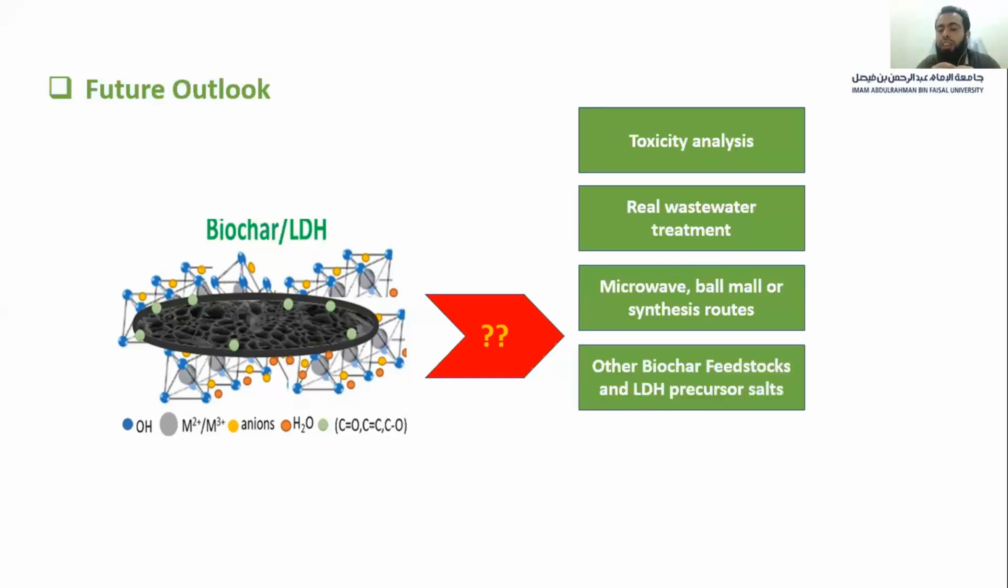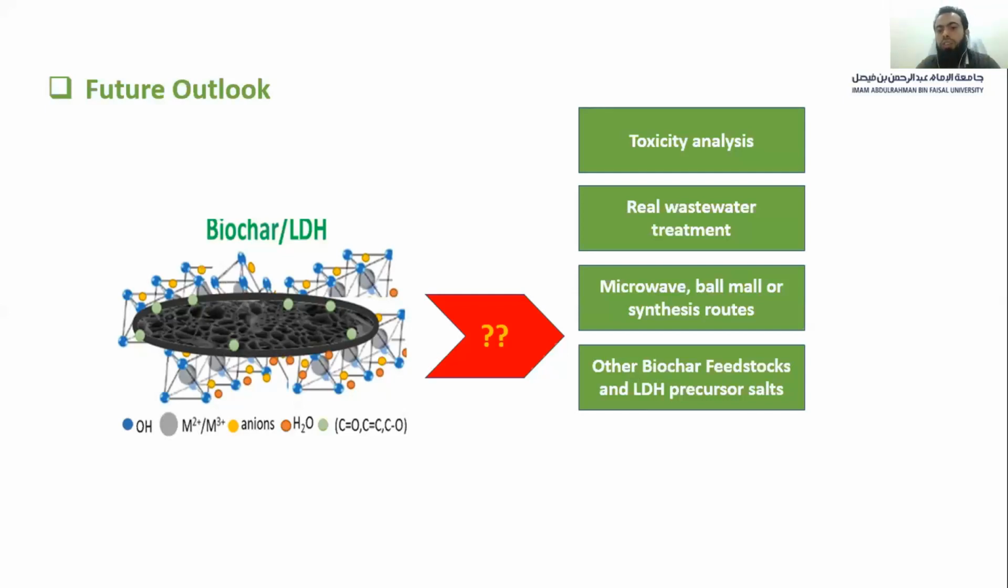Other biochar feedstocks. As I told you, most of the studies have focused on agricultural waste. So there is still demand that other types of feedstocks, like industrial waste, animal waste, or other types of waste, should also be utilized to produce LDH biochar composites.